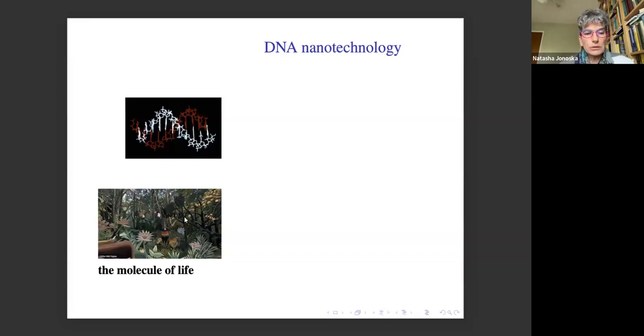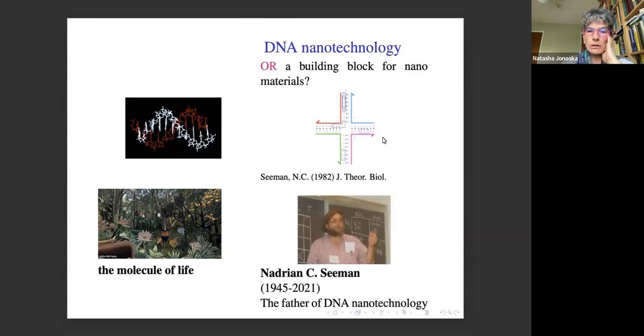And this is a segment of Rousseau's painting with all sorts of life in it. But what we will talk about will be the molecule for actually nanotechnology. So this is the first molecule that was introduced by Ned Seaman, who has been known as the father of DNA nanotechnology.